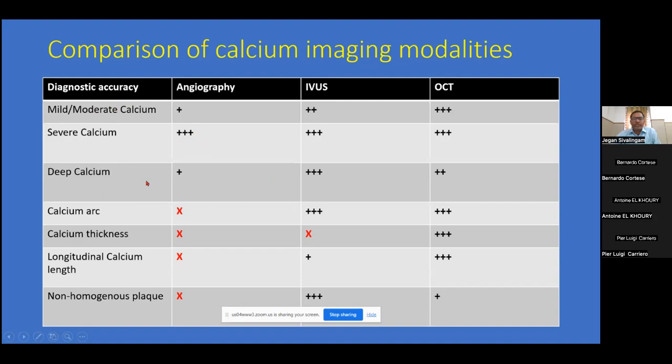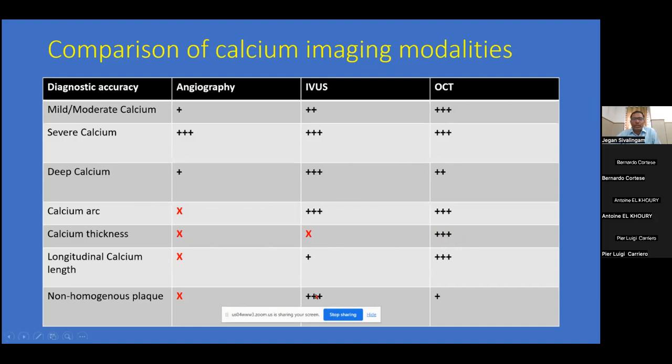One thing is deep calcium. Deep calcium is where IVUS scores over OCT because light is not able to penetrate deeper. Sometimes it is difficult to image the deep calcium with OCT, whereas the sound waves will travel much better and get reflected. Deep calcium can be detected by IVUS. But when it comes to the calcium thickness, we are not able to measure exactly the calcium thickness using IVUS because of the reverberation artifacts. But OCT we are able to measure the calcium thickness. And also longitudinal calcium length, OCT scores better than IVUS.